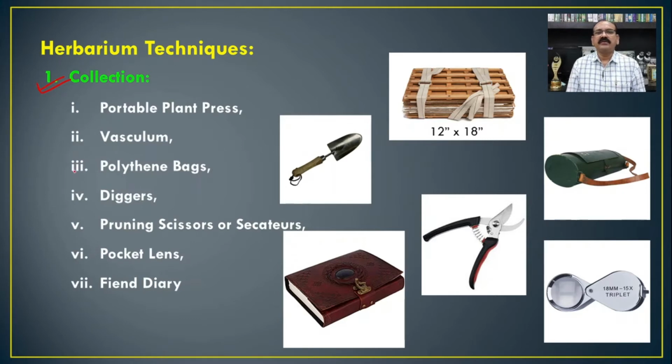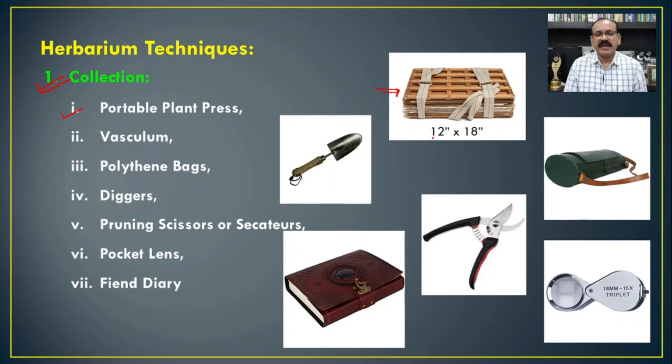And hence here, from any geographical area, if we want to study a particular type of plants, either species, genus, or family, according to our aim of the research, we have to collect the same type of plants. So for the collection, what are the basic needs that we have to represent here? First of all, we will need the portable plant press, so that the collected plant materials can be pressed and preserved for future use.